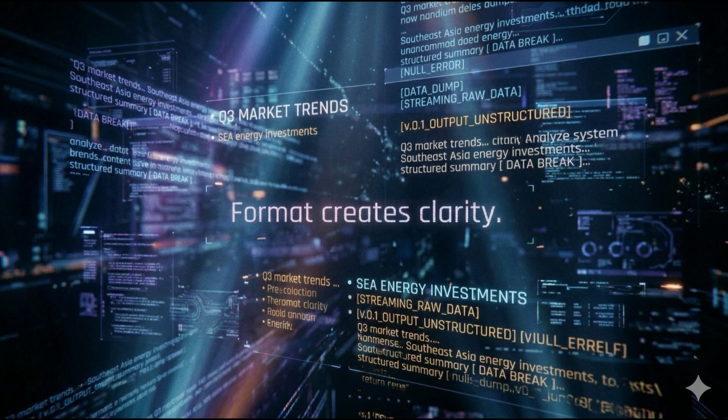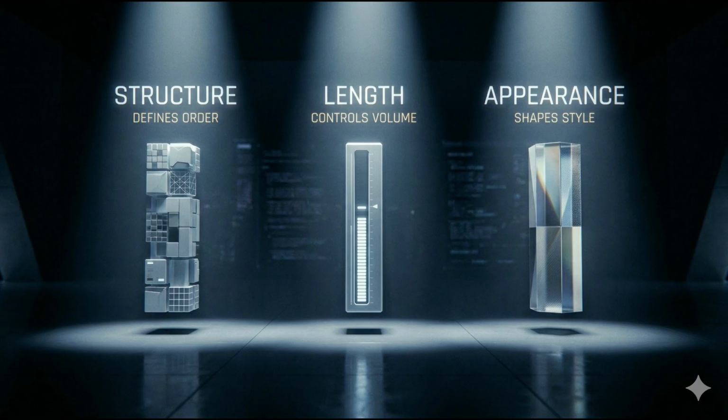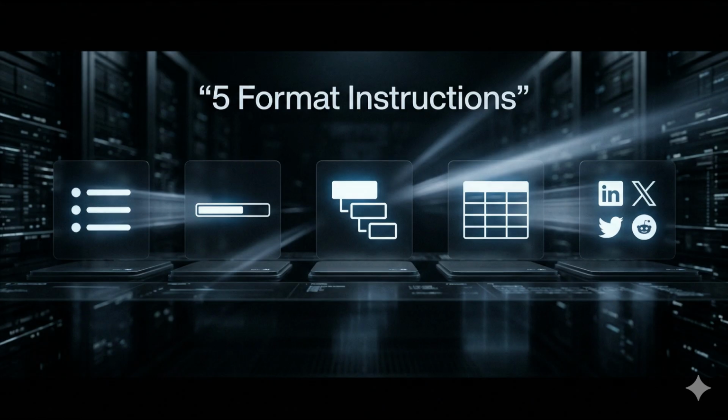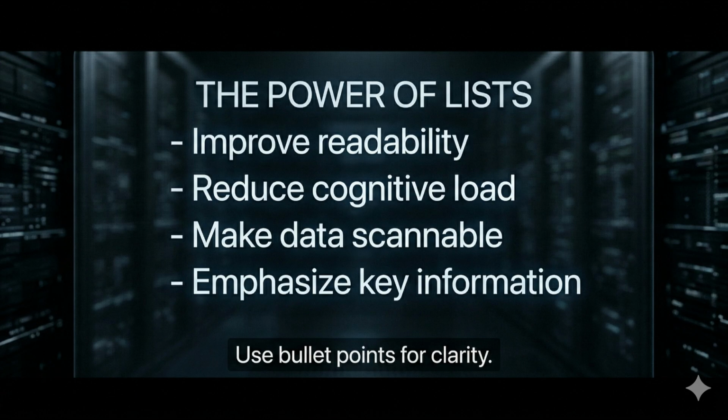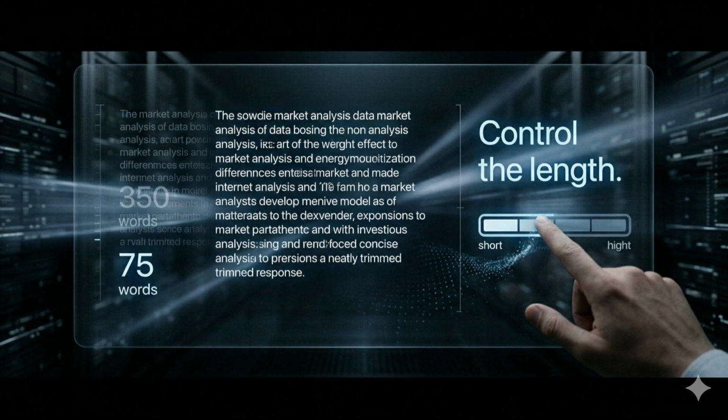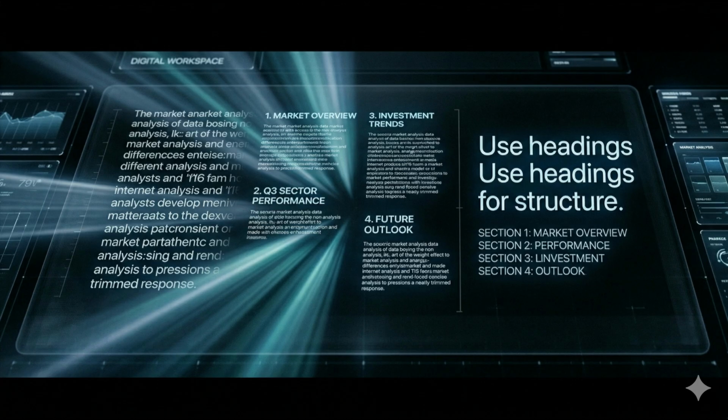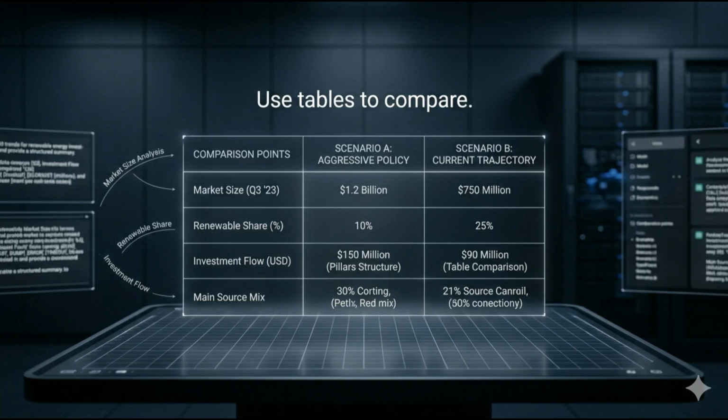Format tells AI three things: how to structure the response, how long it should be, and how it should look on screen. There are 5 format instructions you should know. The first is lists. Ask for bullet points or numbered steps when you need scannable content. The second is length. Tell AI exactly how many words, sentences, or paragraphs you need. The third is headings. Ask for section headings when the response covers multiple ideas. The fourth is tables. Ask for a table when you are comparing 2 or more things.